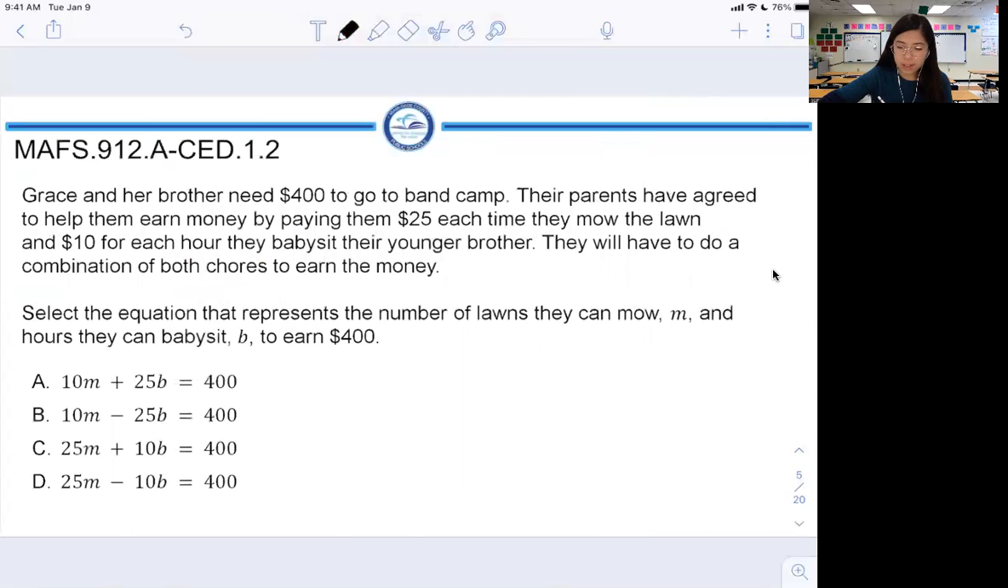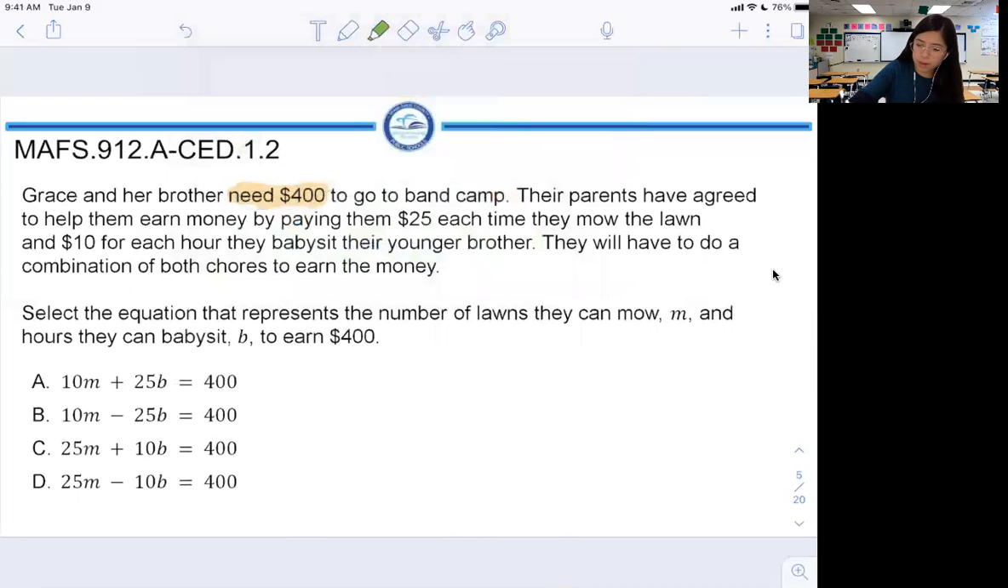Grace and her brother need $400 to go to band camp. Their parents have agreed to help them earn money by paying them $25 each time they mow the lawn and $10 for each hour they babysit their younger brother. They will have to do a combination of both chores to earn the money. Select the equation that represents the number of lawns they can mow, M, and the hours they can babysit, B, to earn $400. Cool. So they're going to earn $400.